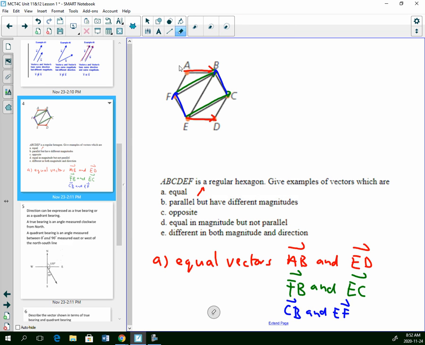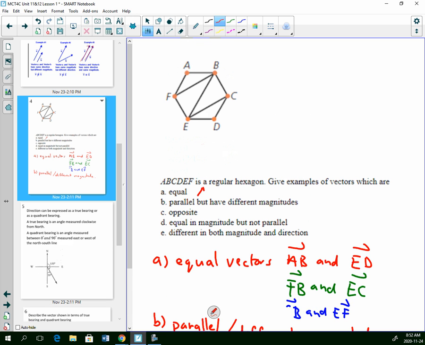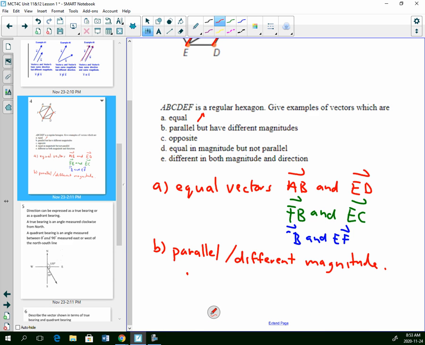B says parallel but different magnitudes. So I'm looking for two vectors that are parallel but maybe different lengths. Let's see. These two here, E to B and D to C, are parallel but different lengths, okay? E to B and D to C.